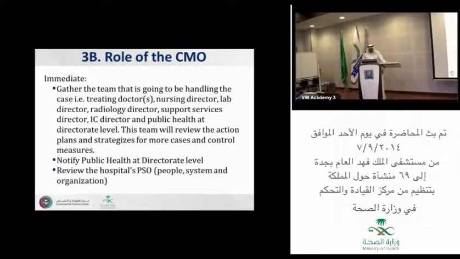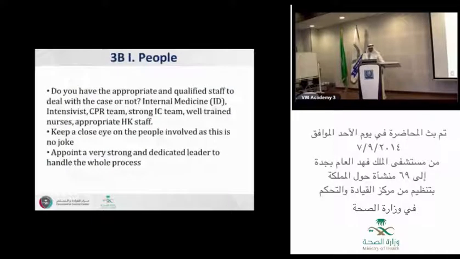We need to review the hospitals. The longer term is to review the hospital PSO, which is people, system, and organization. It's very important because it's not only people, it's not only system, it's not only the organizational structure, it's a collective model. You cannot rely on one of them. For the people, the CMO has to ask himself, do I have the appropriate and qualified staff to deal with the case or not? If I don't have the qualified staff, do not go and play the hero role. Please, it's not a joke, it's something very critical, something that could devastate a country, okay? So do not take a hero role.